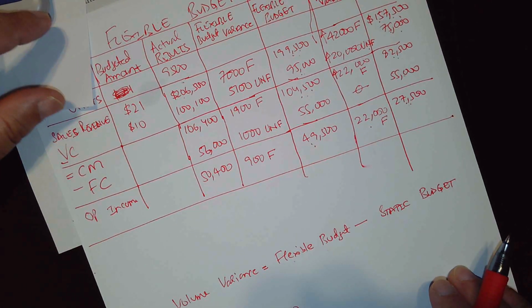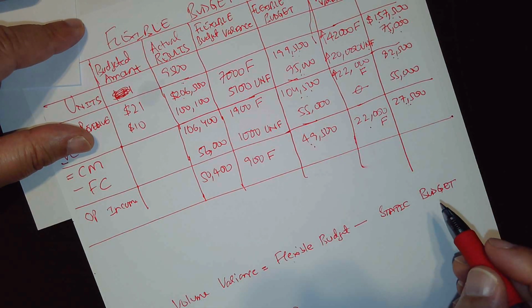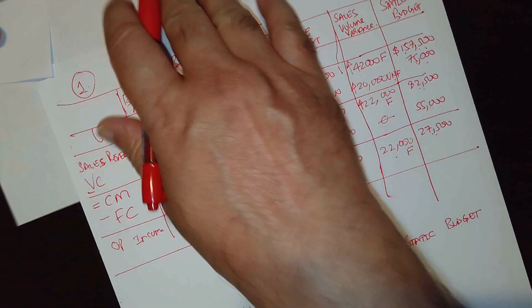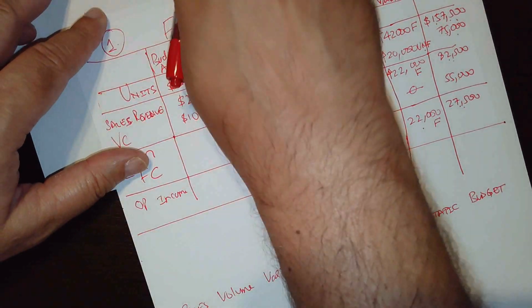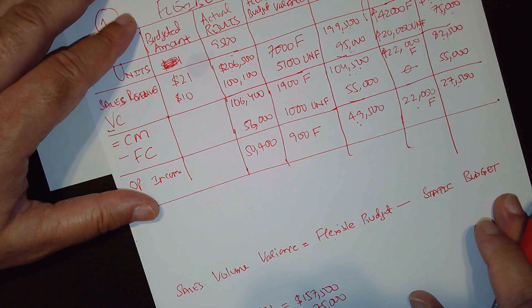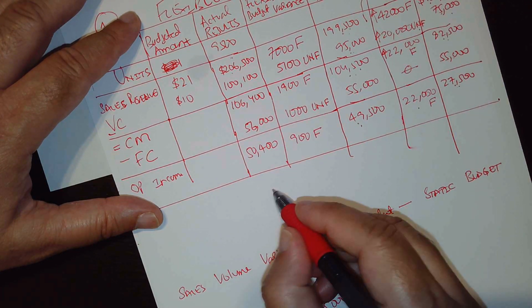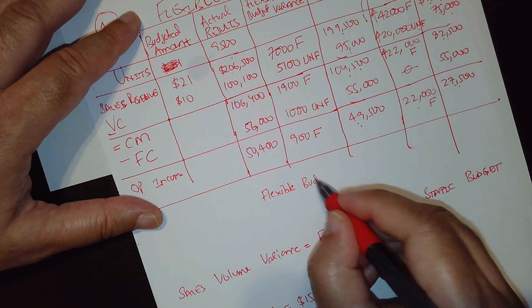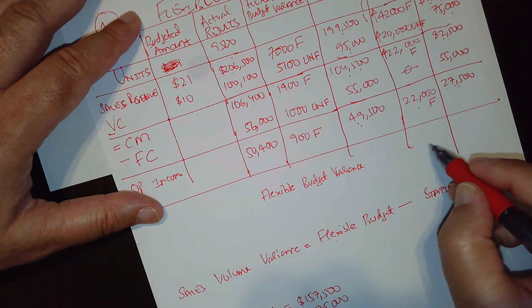Now, you notice that in a flexible budget variance, we have to calculate that. Flexible budget performance report for July. We have already done that. So the next thing we have to calculate is the flexible budget variance and the sales volume variance.